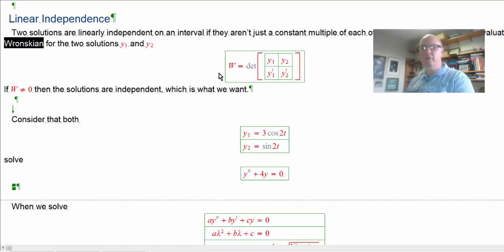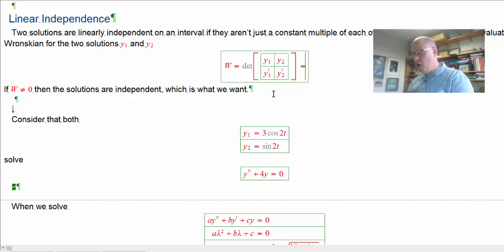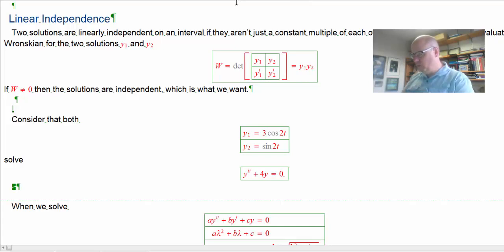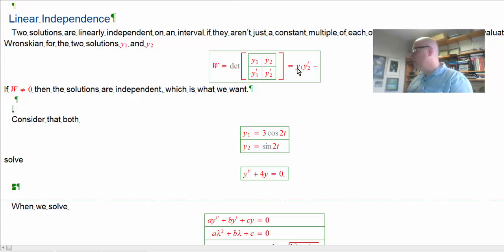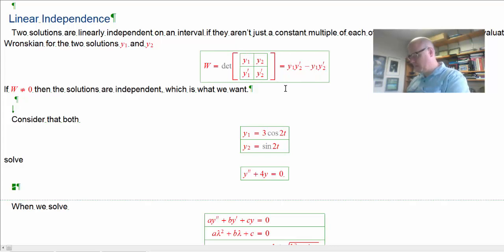Now, there's a lot of linear algebra poking its head up here. Here I've got the Wronskian as the determinant of a matrix. Another way of writing it, if we're not keen on linear algebra, is to write it as y1 y2 prime minus y1 prime y2. So this is a non-matrix way of writing the Wronskian.